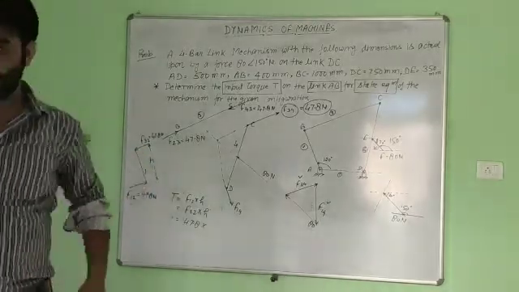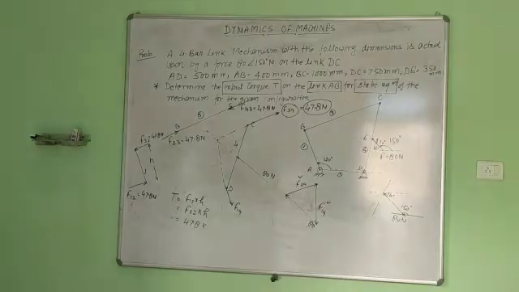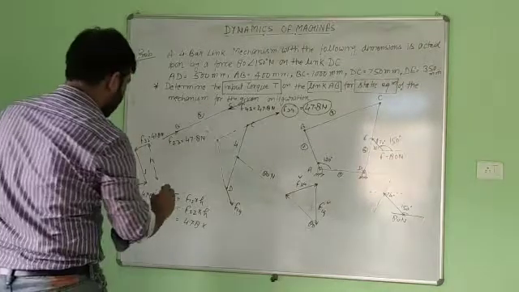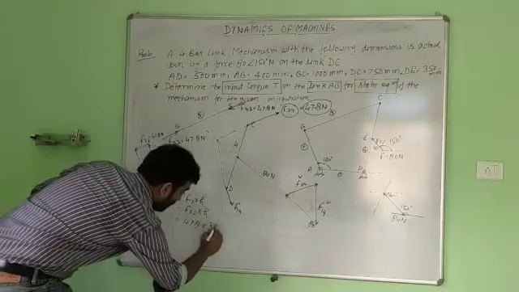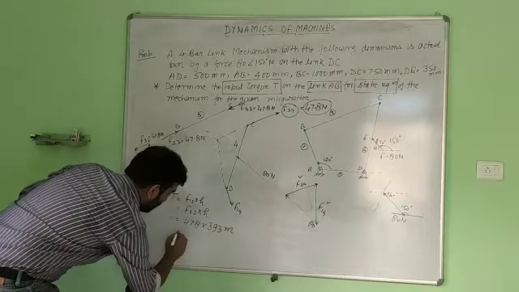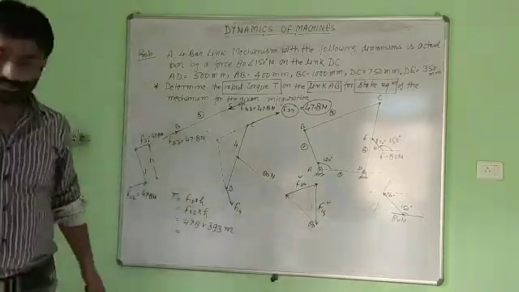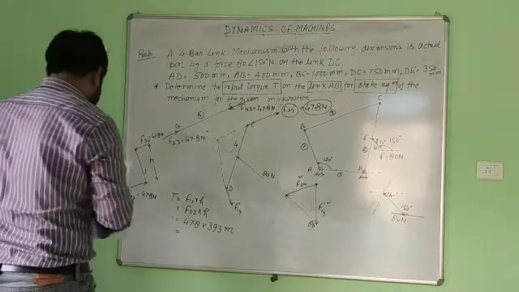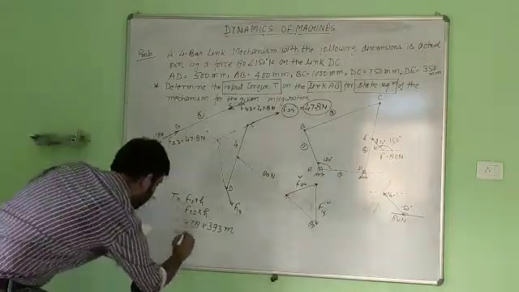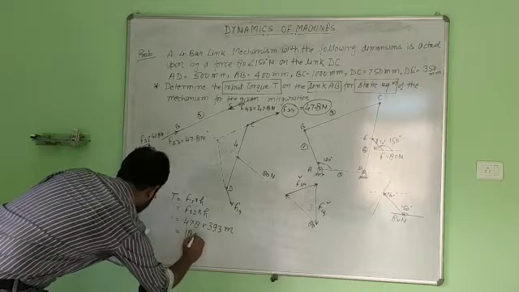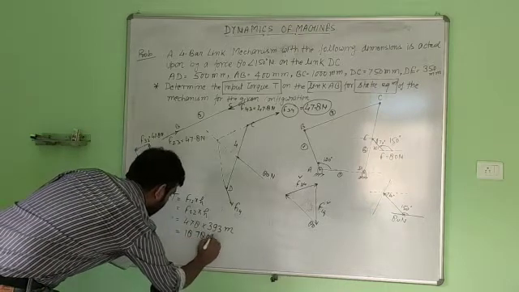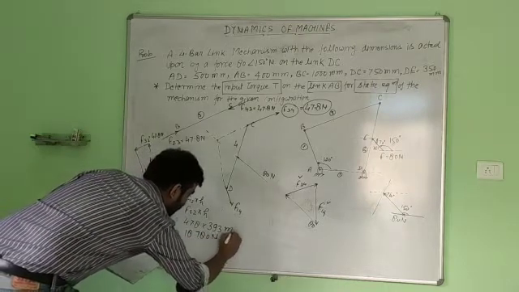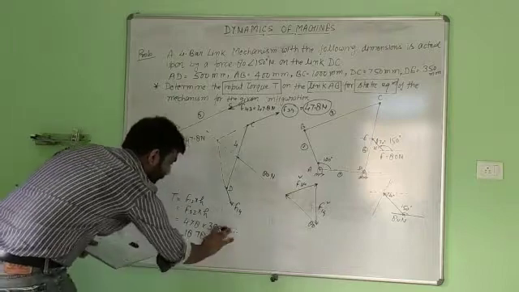In this question, the value of h is coming 393 mm. So we are having 47.8 multiplied by 393. We are having 480 Newton mm.